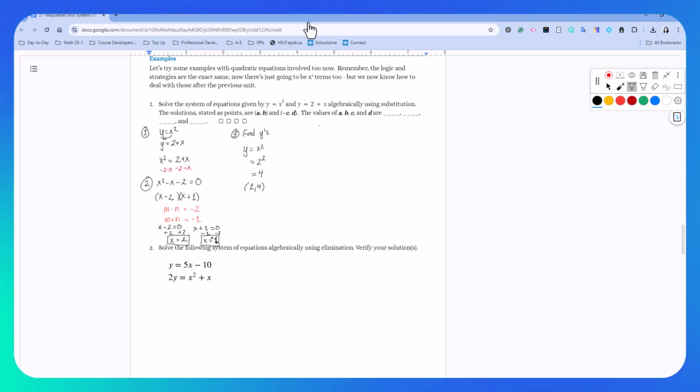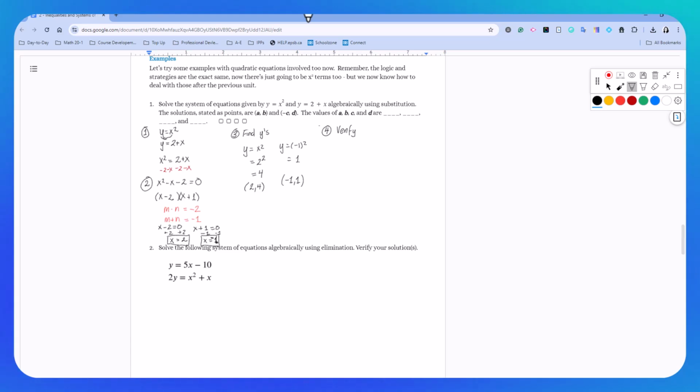Let's repeat the process for the x equal to negative 1. Well, y equals negative 1 squared, which equals 1. So this solution is negative 1 and 1. So now let's verify the solutions. That's the last step.